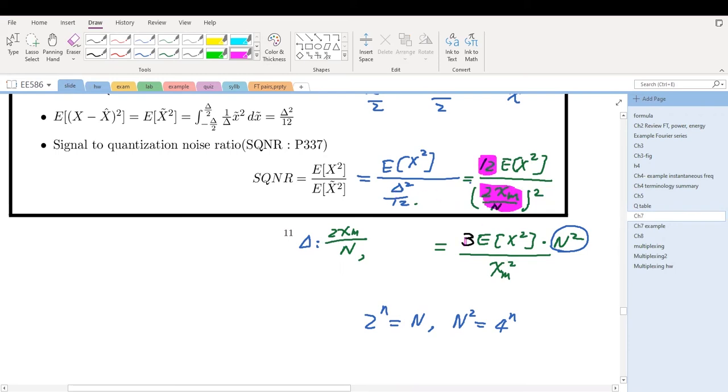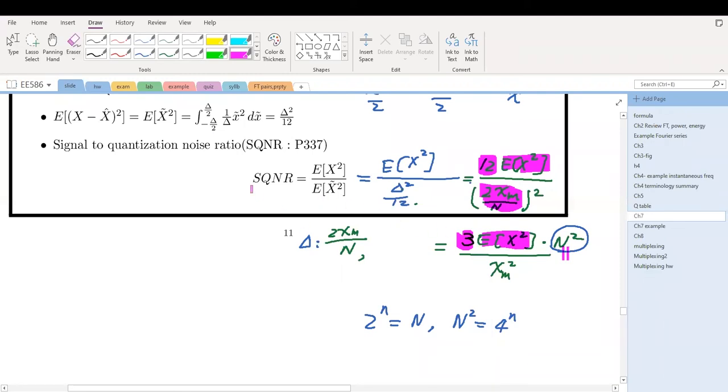Reorganize the numbers a little bit. That's 3. Expectation of x squared still here. And then in the denominator, x_m squared, and N squared is here. N is the number of levels in the quantizer.